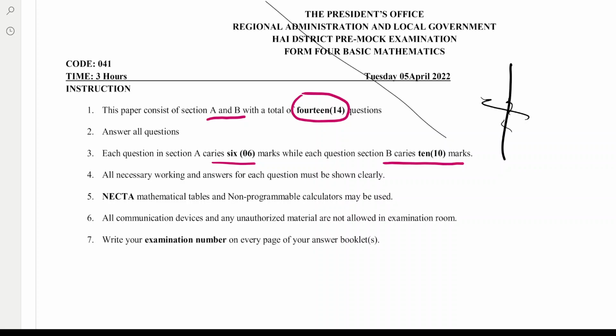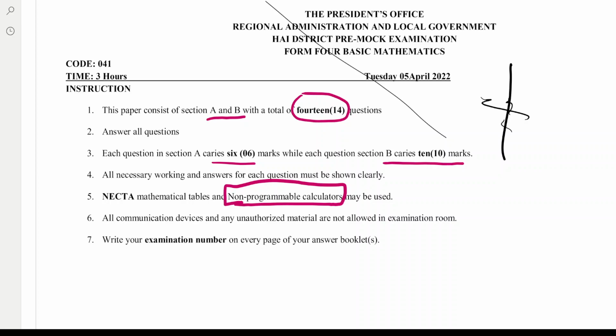The good side is that even calculators are allowed in the examination, so students can comfortably use calculators to their advantage. All communication devices and any unauthorized material are not allowed in the examination room. Write your examination number on every page of your answer booklet. So these are the common instructions. You're going to find them in any Form 4 format exam, dear students.